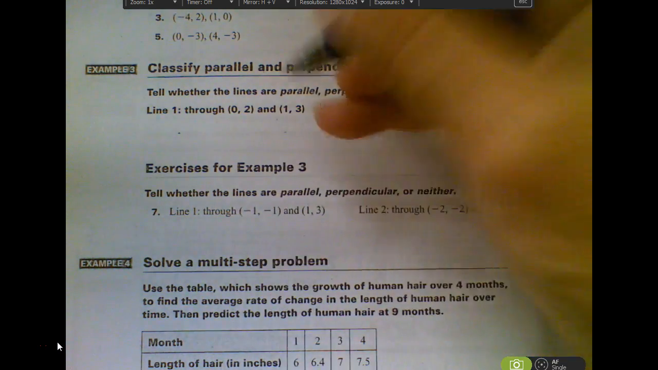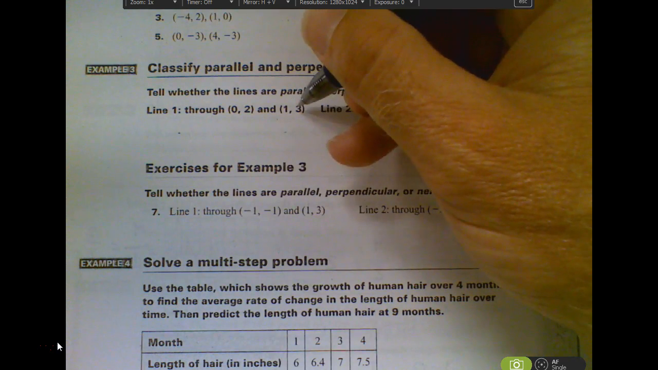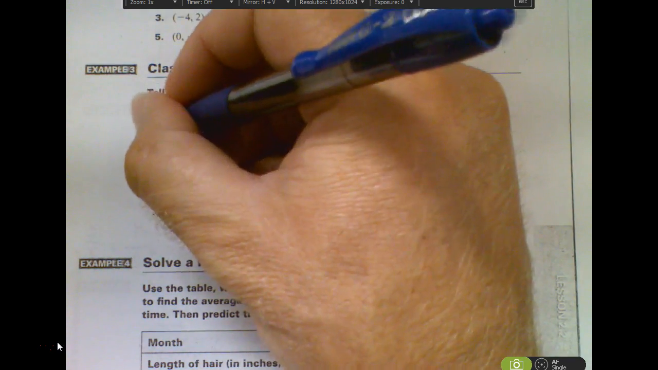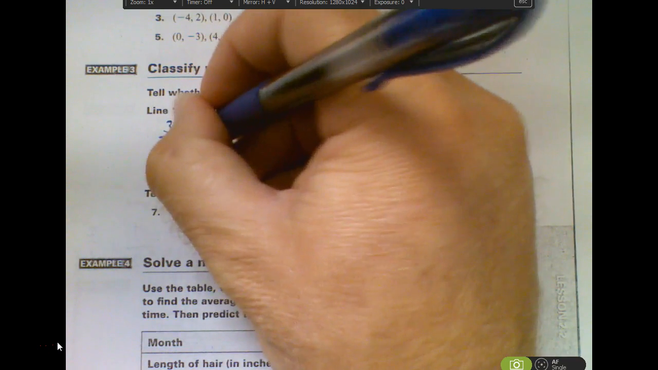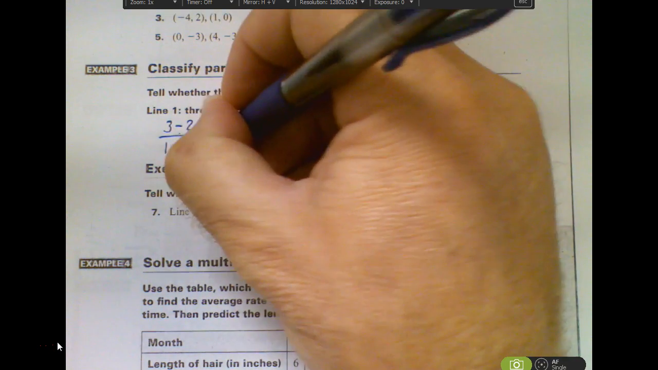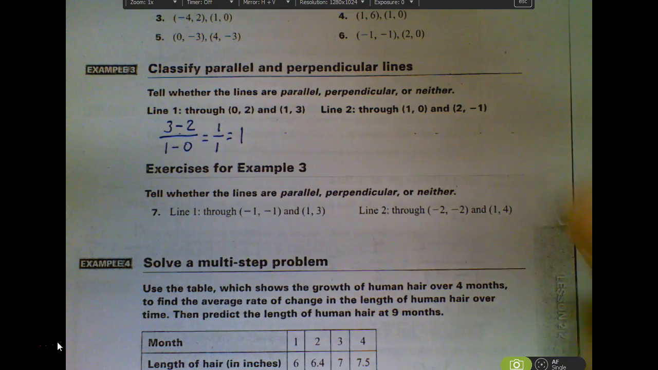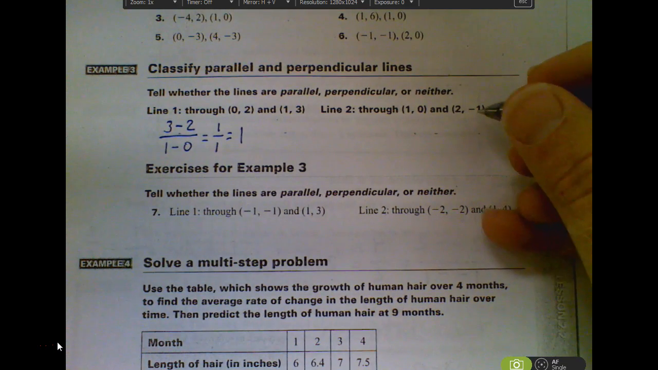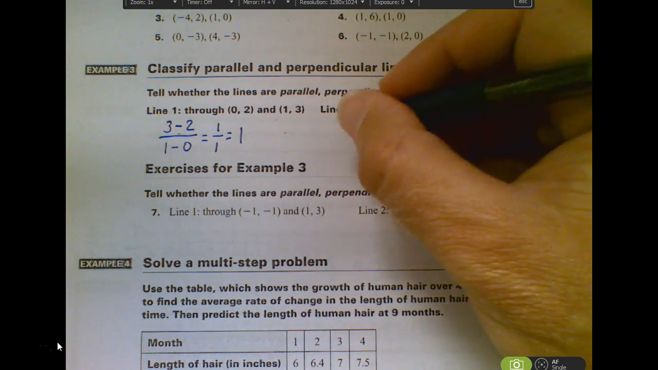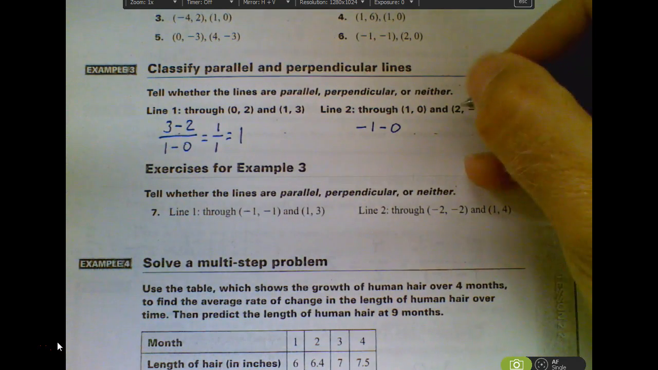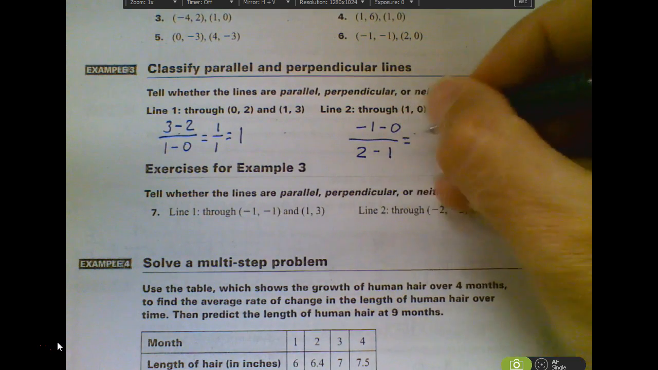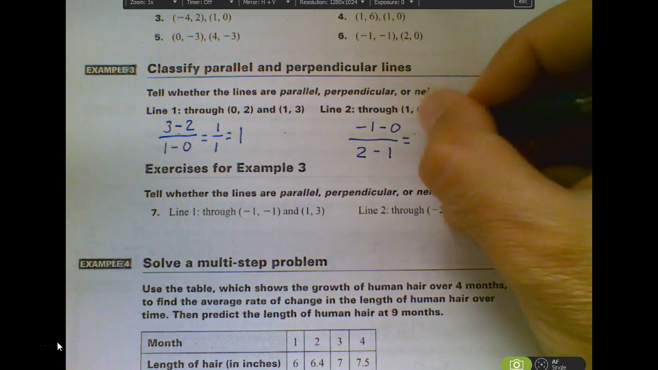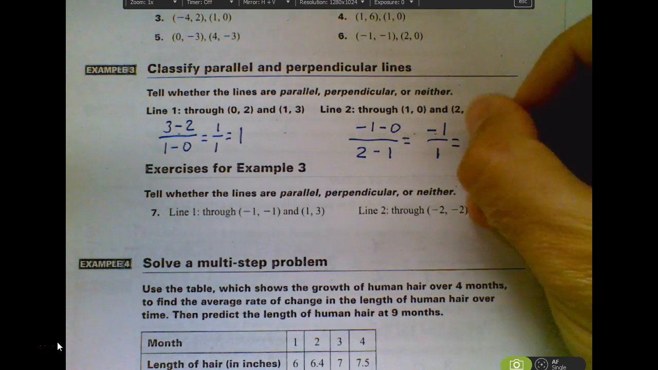So for line 1, if we were to find the slope of this one, again, I'm doing my y minus y, so 3 minus 2 over x minus x, so 1 minus 0. And so we can see that this one has a slope of 1. So now let's take a look at line 2. So I'm going to do negative 1 minus 0 over 2 minus 1. So a little cleanup on that. We're looking at negative 1 over 1, which is negative 1.